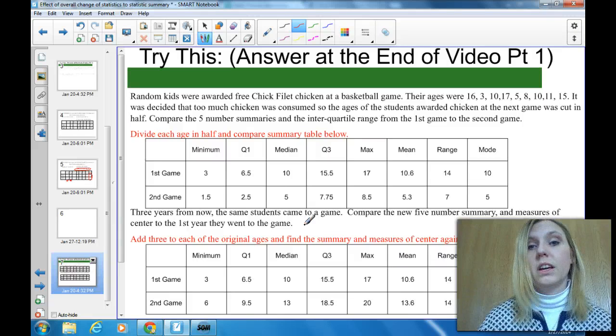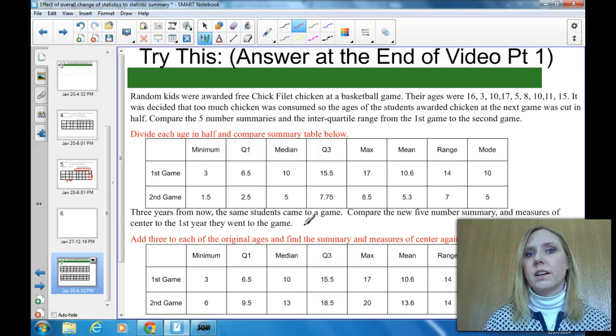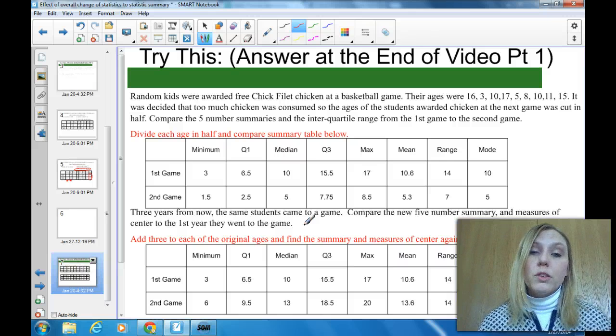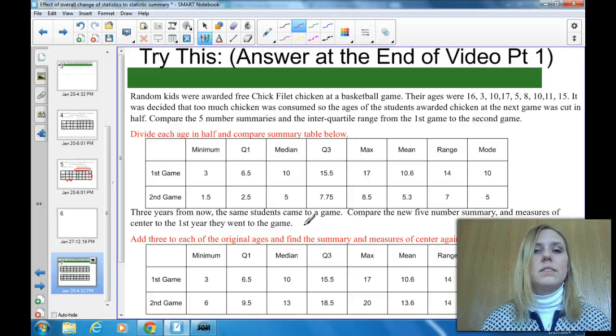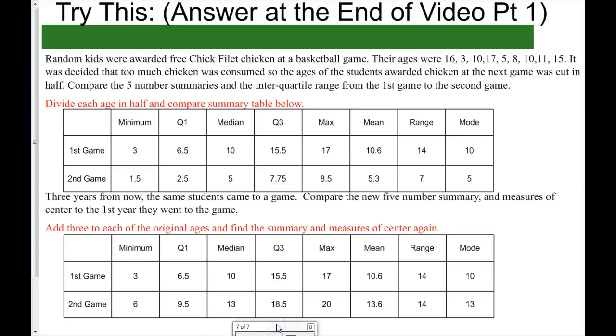So to conclude, when you multiply and divide by a number, all the summary values, the 5 summary values and the mean, the mode, the median, all of those are also divided or multiplied by that number. If you're adding or subtracting by a number, same thing. They all change by that number. Either they're subtracted by the number or they're added, except for the range when you're adding and subtracting. The range will remain the same. Here are the results of the earlier problem.